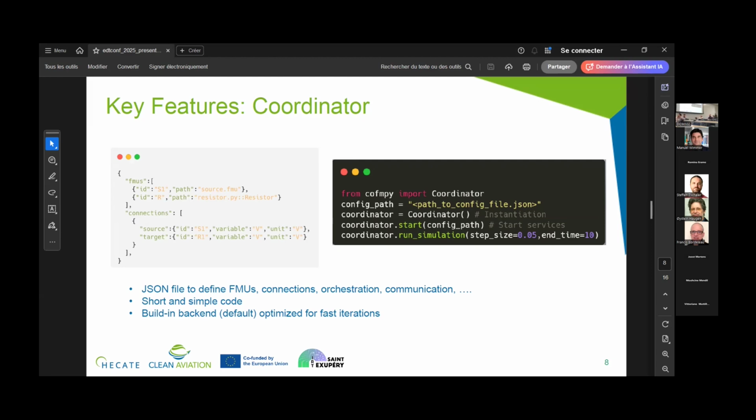So as you can see in this code snippet, we just need 4 lines to instantiate a digital twin and write. And this is made possible by using this default backend, or built-in backend, I was talking about earlier, which is optimized for fast iteration. Of course, if you're introducing an outside third-party tool, then there will be a little bit more work.